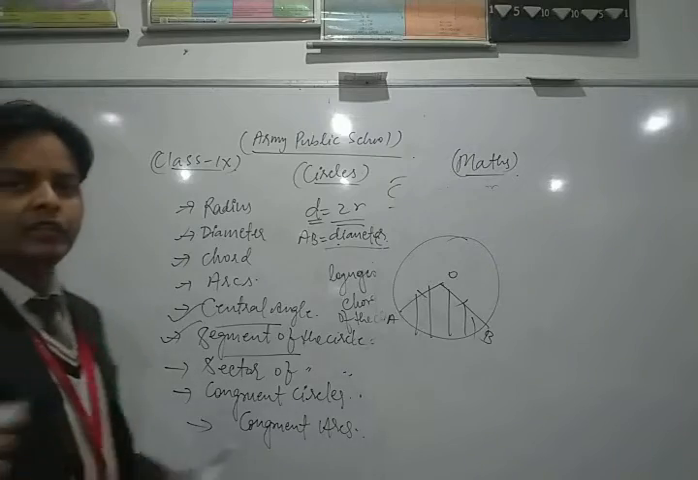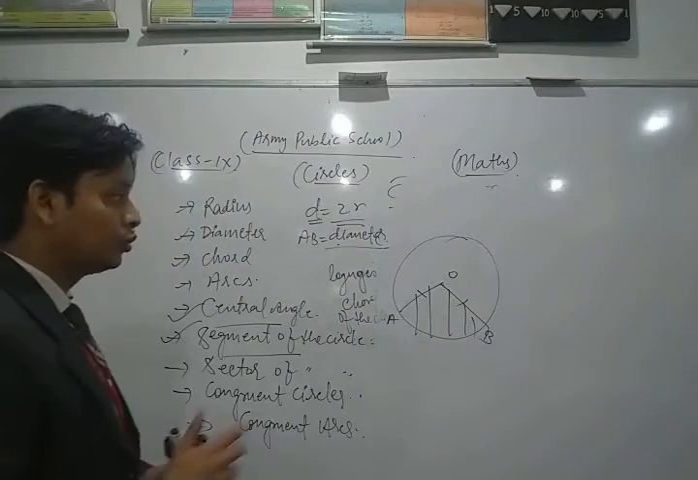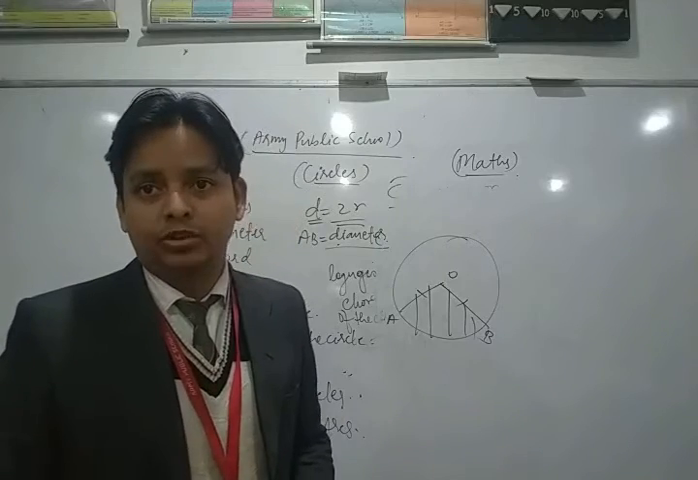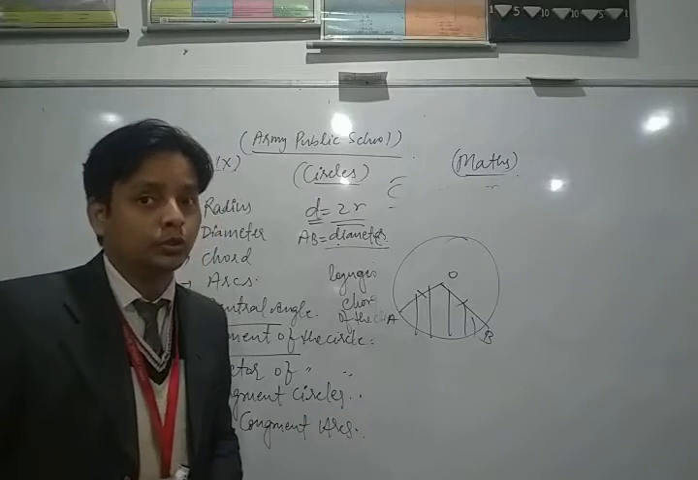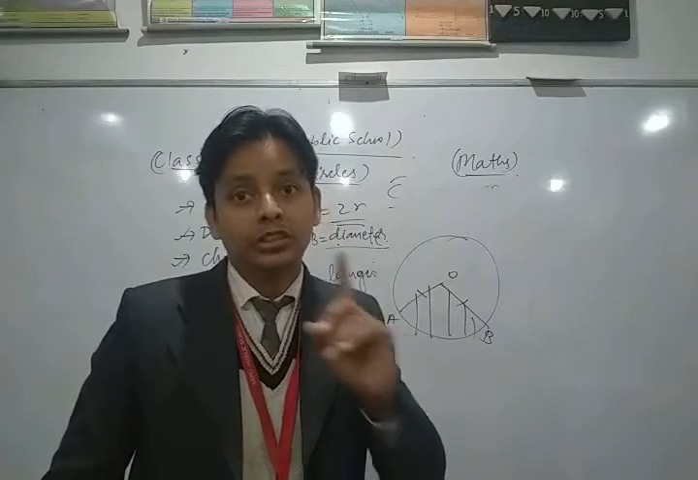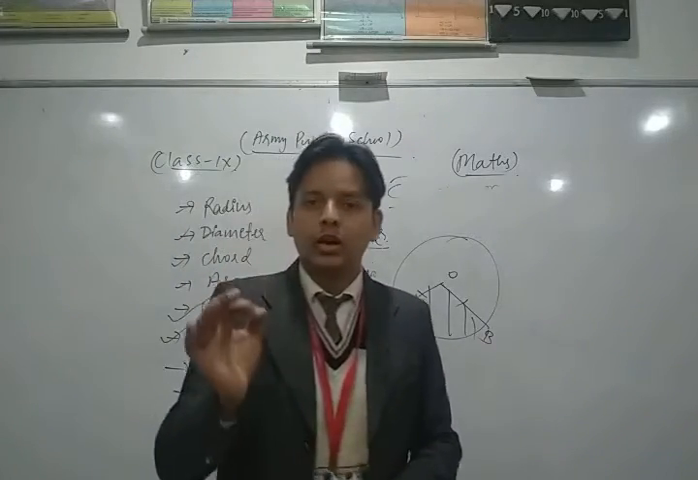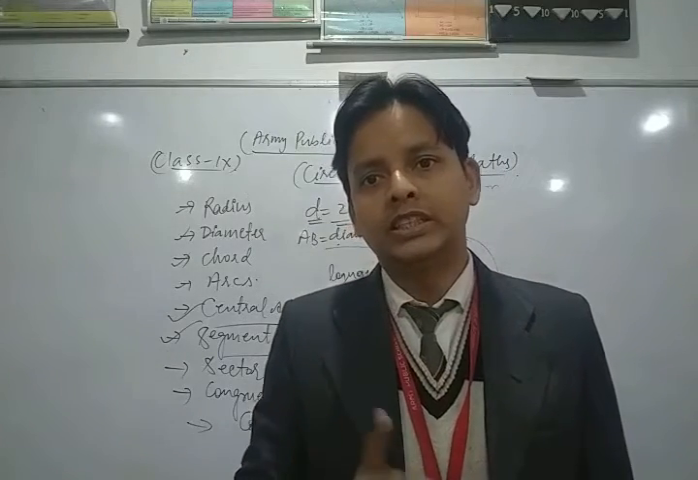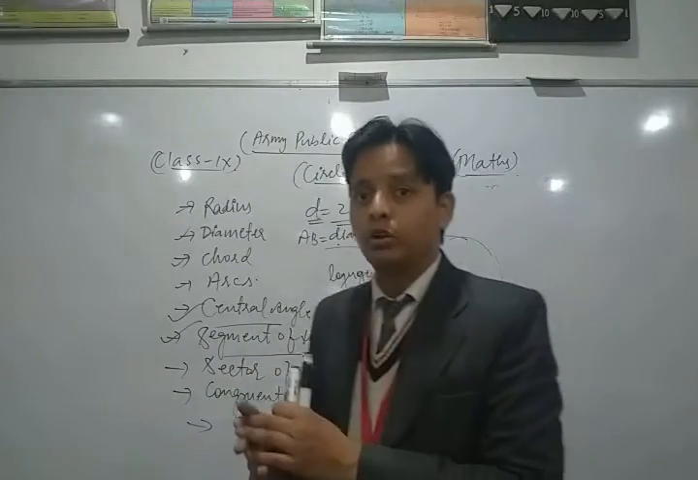Congruent circles: two circles are said to be congruent if they have the same radii. Congruent arcs: two arcs of a circle are congruent to each other if they subtend equal angles at the center of the circle. If two arcs of a circle are congruent, then the circles are also congruent to each other. This is a very important result. Please remember all these points and terms, which are very important for this chapter.